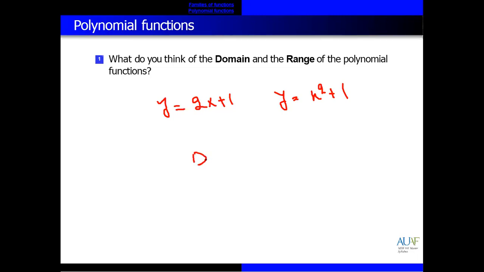You can give any value, from minus infinity to plus infinity. You cannot find any value of x for which a polynomial function gives you an infinity value. So for a polynomial function, the domain is from minus infinity to plus infinity, and the range depends upon the function.